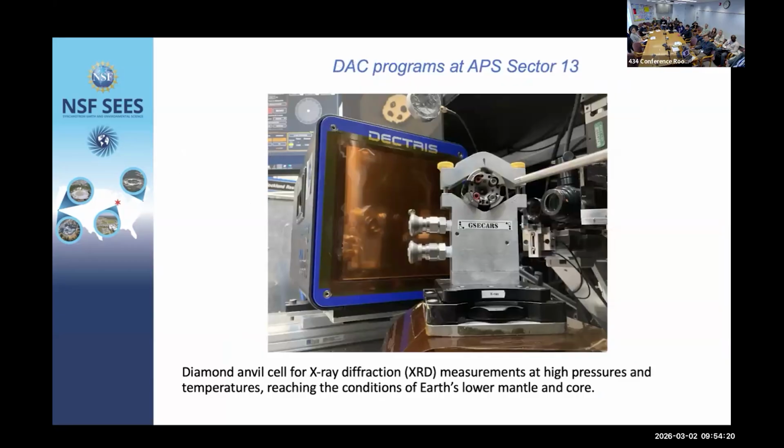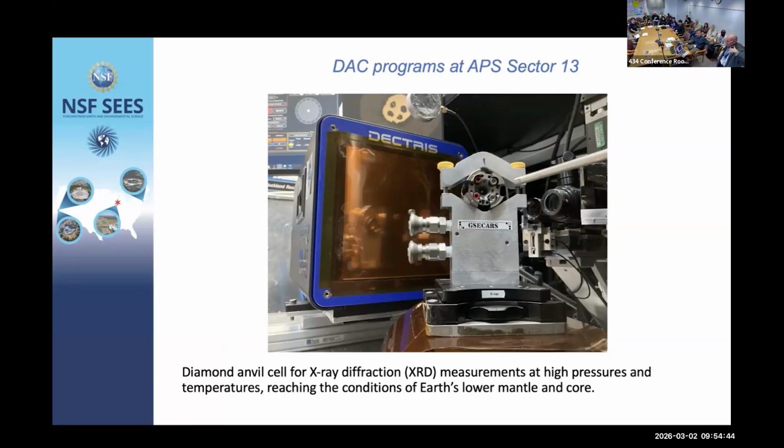Diamond anvil cell programs are a really big part of what happens at Sector 13 here at the Advanced Photon Source. There's a couple of beamlines, three, right? IDD, BMC, and BMD all have diamond anvil cell components to the activities there. For those who haven't experienced it, this is a diamond anvil cell. It's nearly 2 inches in diameter. And just by turning the screws, they achieve really high pressures.